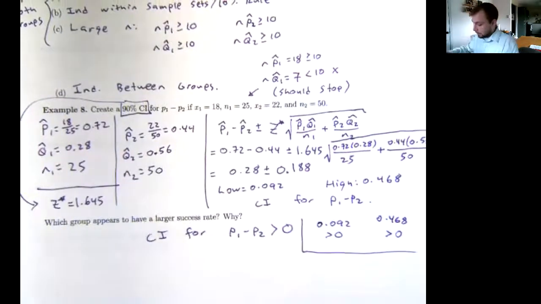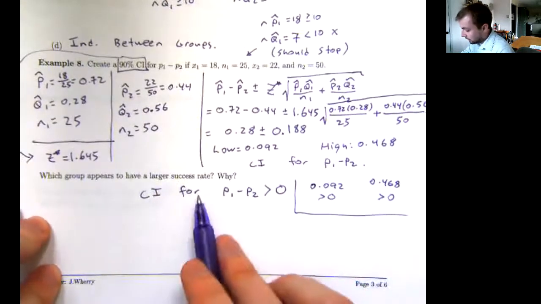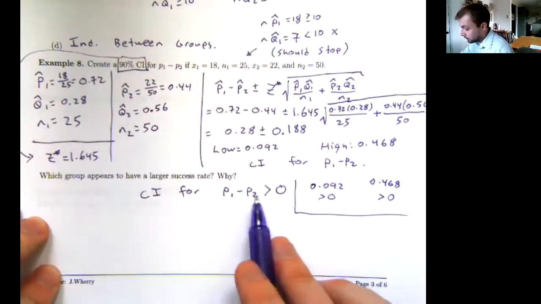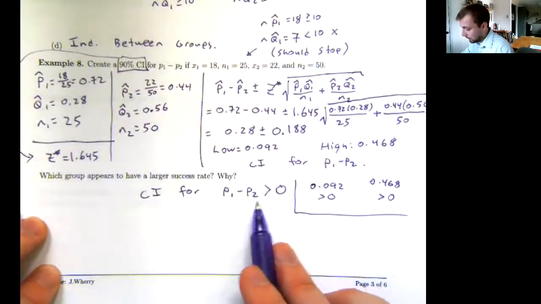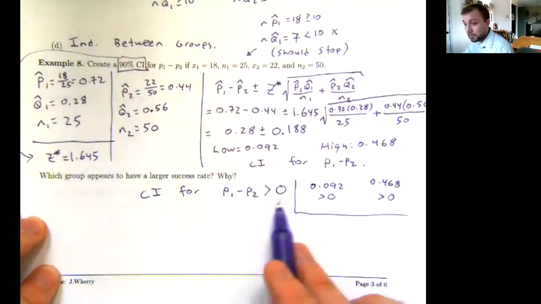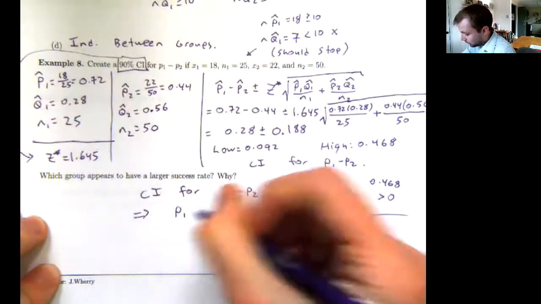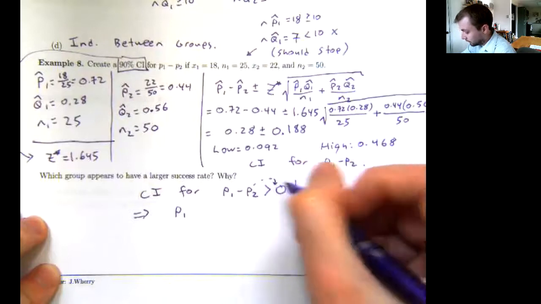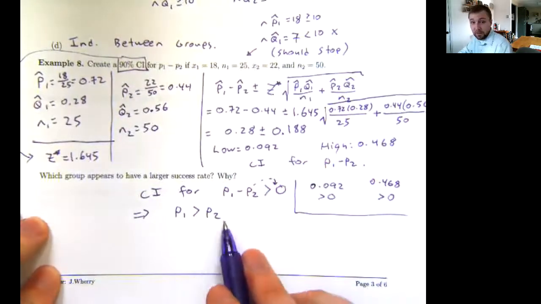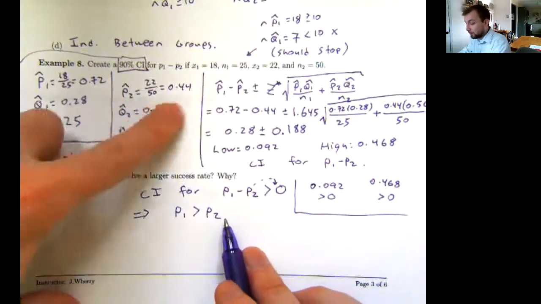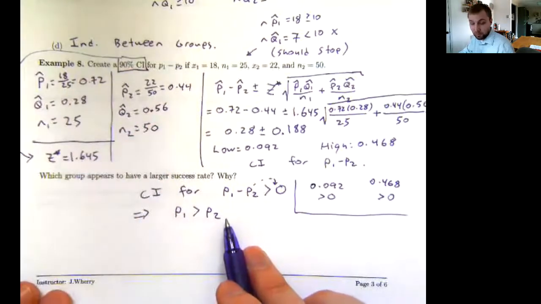So I have my confidence interval for P1 minus P2 is bigger than 0. I'm going to move this P2 to the other side, and let's see what we end up with. P1, I'm adding that over. P1 is bigger than P2. I can see that up here as well, so that's kind of tracking. My P1 looks bigger than my P2.